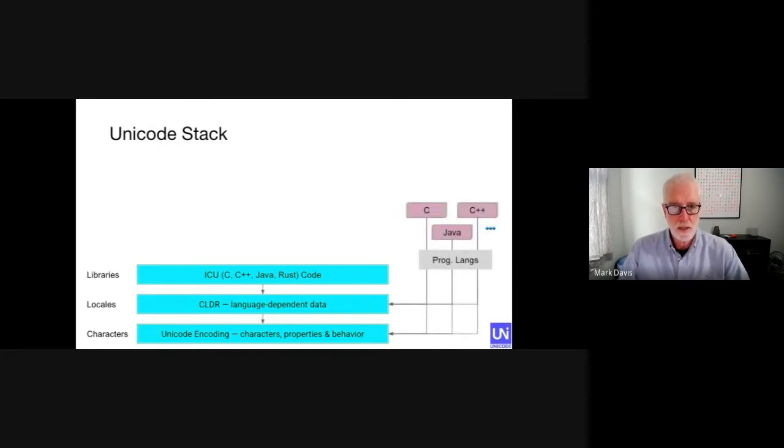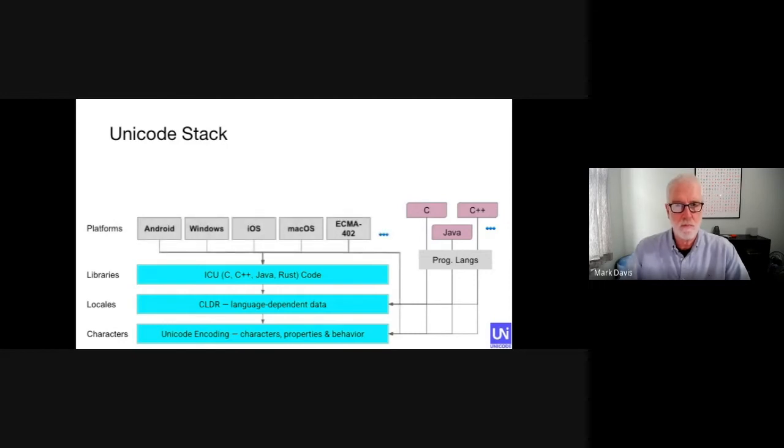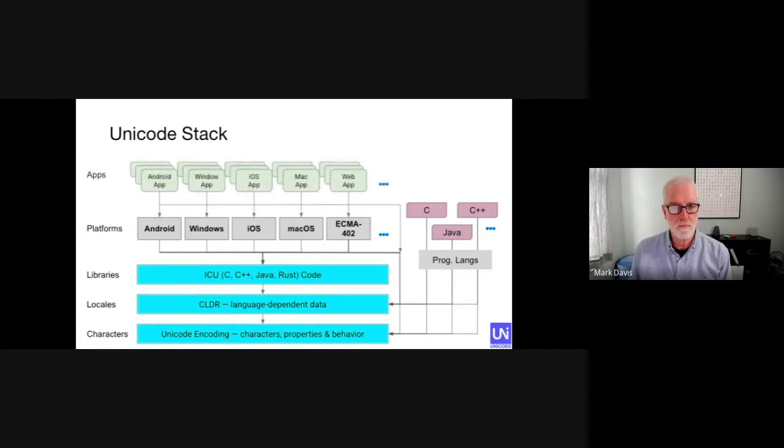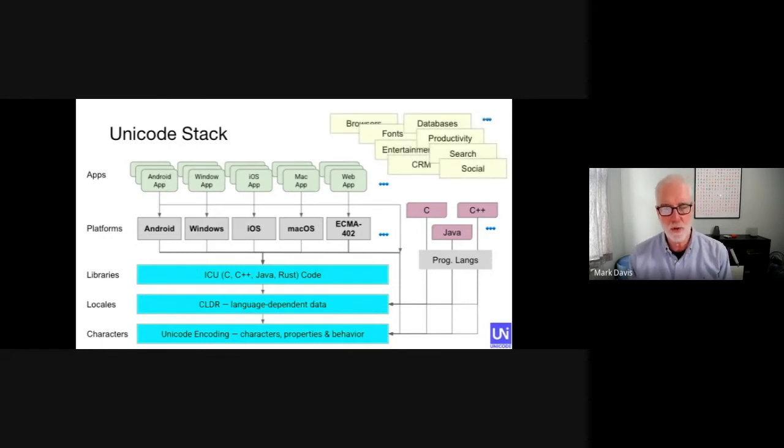The CLDR and Unicode encoding are used by a wide variety of programming languages directly. In addition, through ICU, many operating systems provide services for internationalization, or they access CLDR or Unicode encoding directly. And of course, the applications on top of those operating systems, when they call through for various internationalization services, get those from either ICU or directly via CLDR or the Unicode encoding, and a whole host of different kinds of programs depend upon ICU as well.